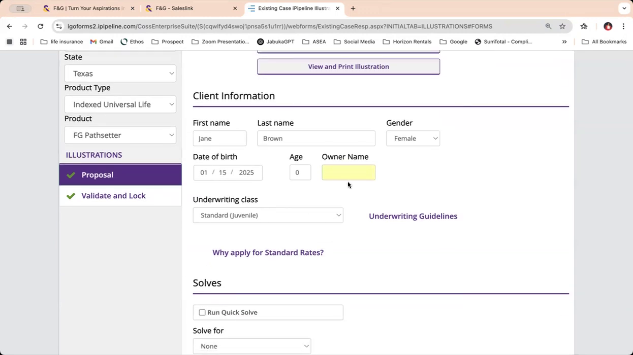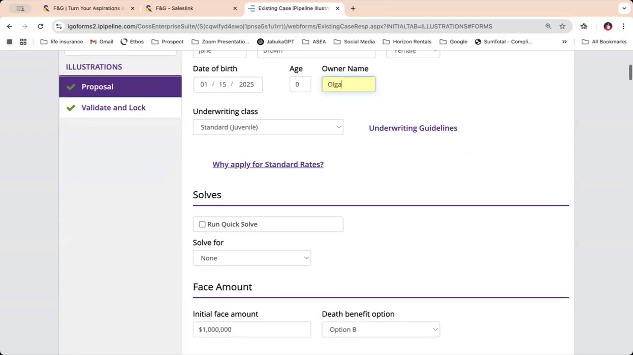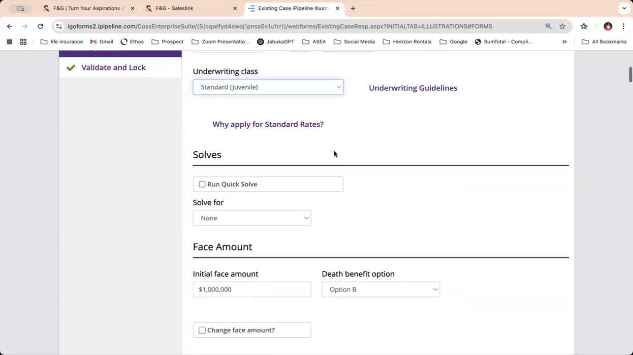Okay. And then what else do we do? The owner's name, the parents. How do you spell your name? Like that? OLGA. I misspelled it over there. Yes, correct. Okay, I'll just leave it like that. So it's correct. What else do we do? What do we do here? Juvenile. Yes, it's a juvenile. Is it rated or standard? Standard. Wonderful. Okay.